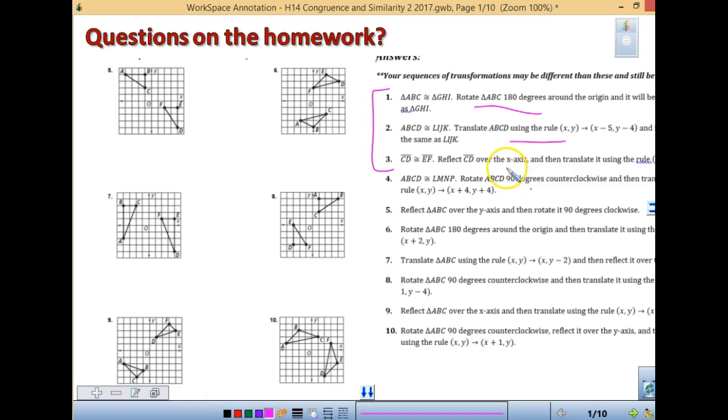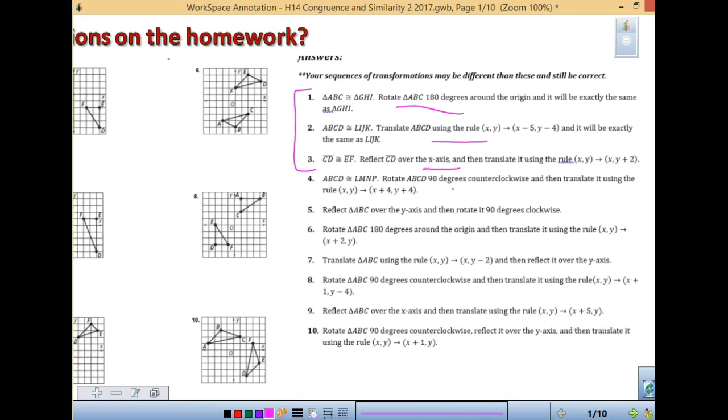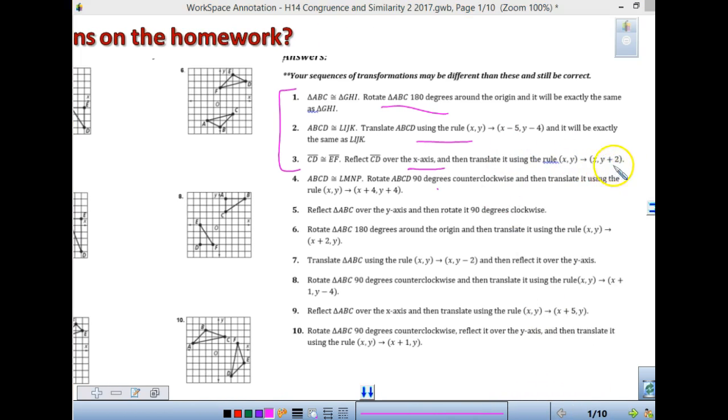That translation, in number 3, going over the x-axis and then possibly translating it just a little, 2 down from where it was. But besides that, they were pretty much on. Starting with 4 on, you really needed to draw that second figure, like what did it look like? So what I like to say is to draw the second one to match it up.